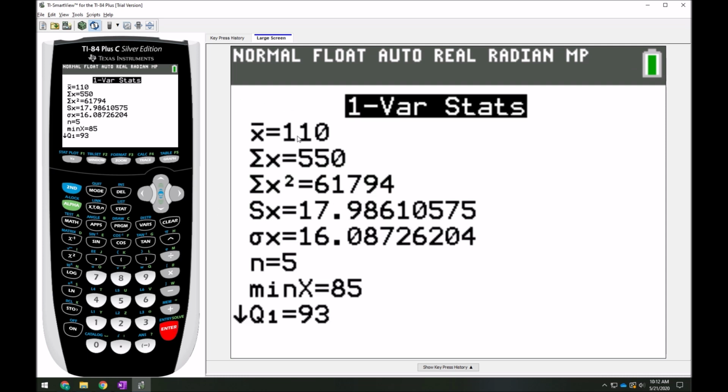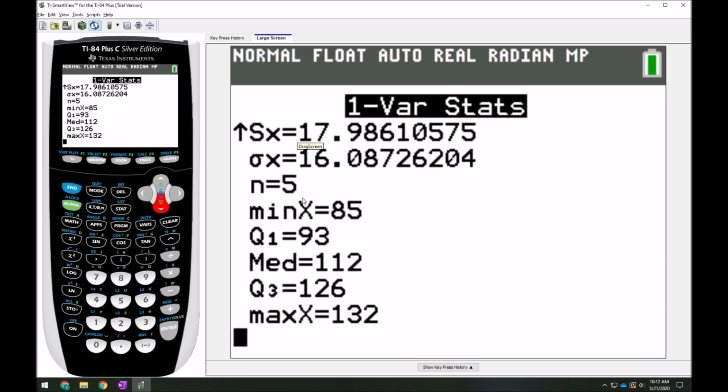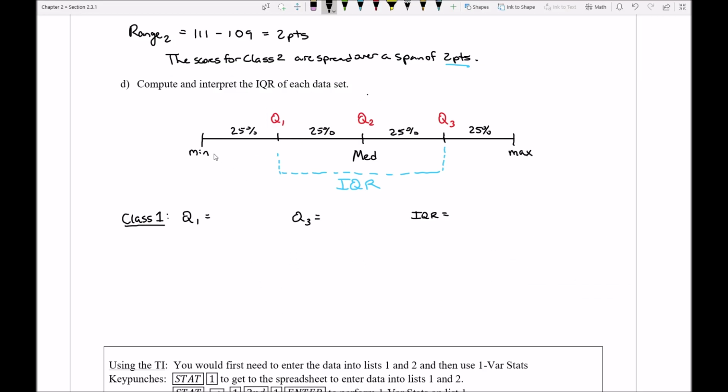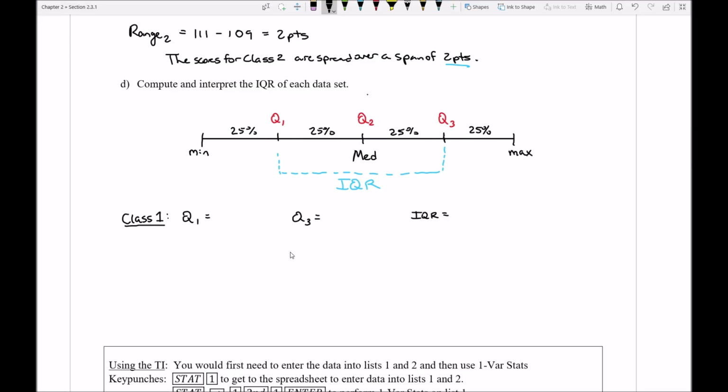You'll see that while I get an average, I can also see down near the bottom a minimum X, that is the minimum test score for my first class. I have a Q1 value, and remember if I scroll down I can see that these are actually all of the values that would be on this number line: the min, all the different Qs, and the max. That's exactly what I have right here. Now I just need to record Q1 and Q3. So that's 93 and 126.